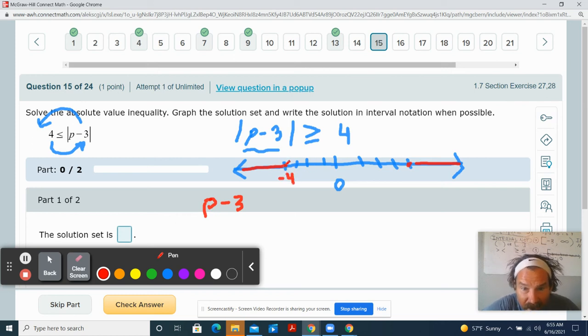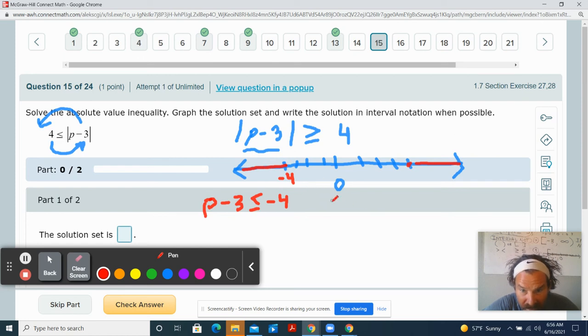So all these values here in this red line are less than or equal to -4. I'm writing out an inequality without the absolute value sign: P minus 3 is less than or equal to negative 4. I know that because it's greater than or equal to 4 units away from 0. So I'm doing the left-hand side first.